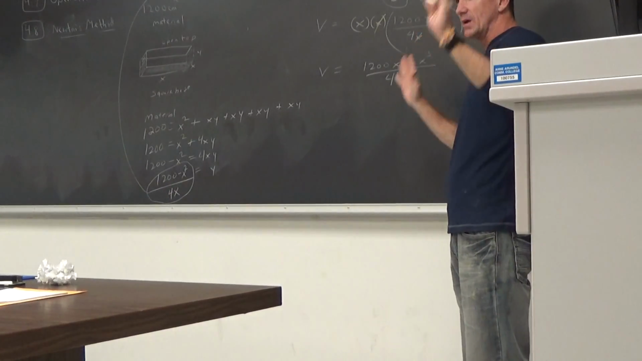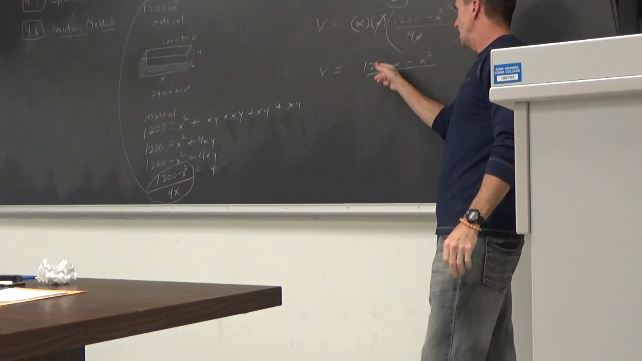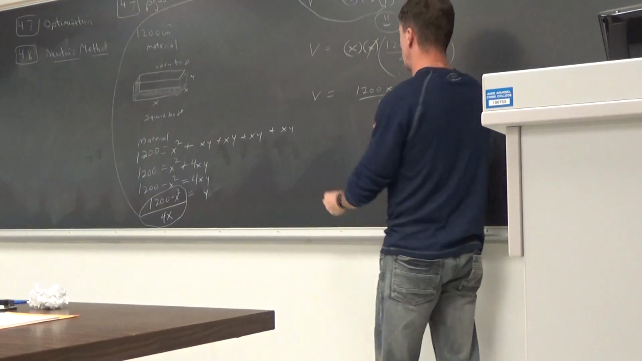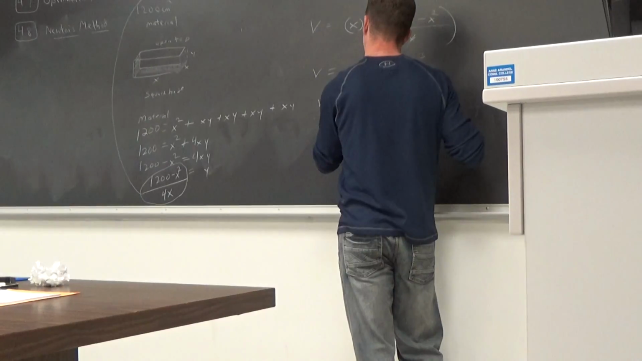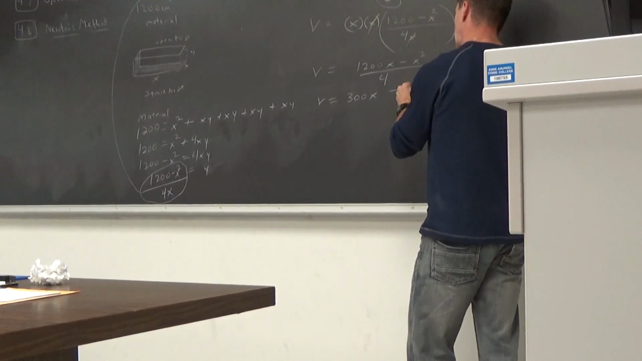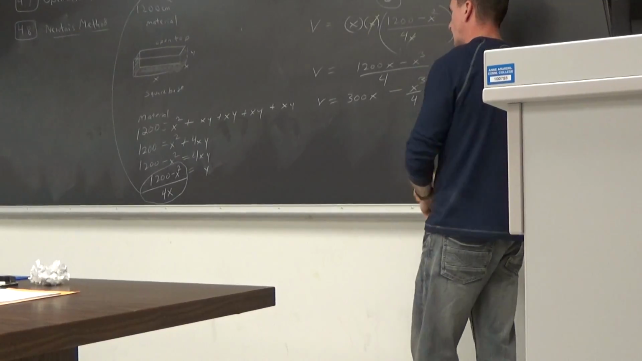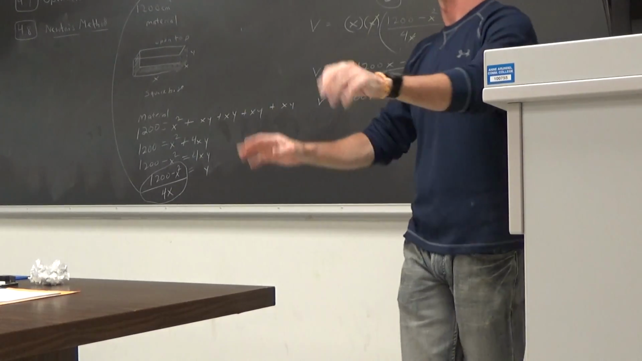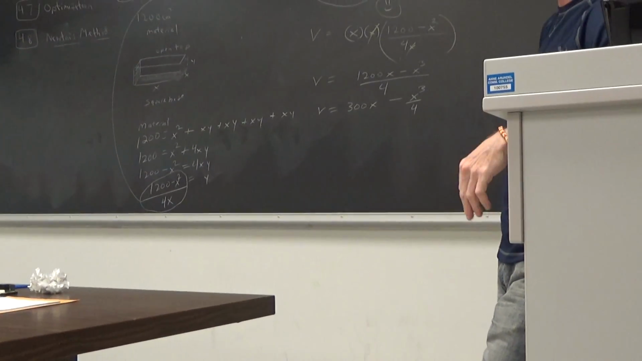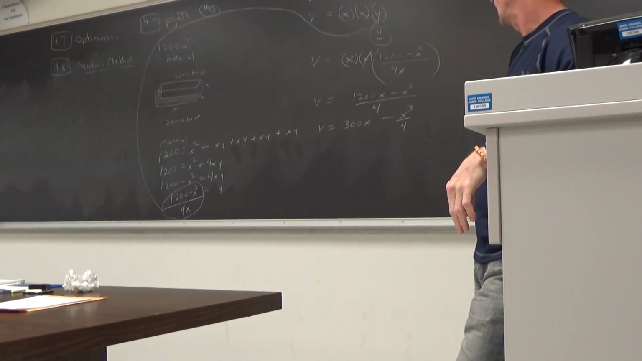Is everyone okay if I write these as two separate parts? Cool. So what's 1200 over 4? 300x. And then I get this lonely x cubed over 4. Everyone's getting that? I just don't want to do a quotient rule or something. Or you could have done the 1/4 in front, but I just like this.